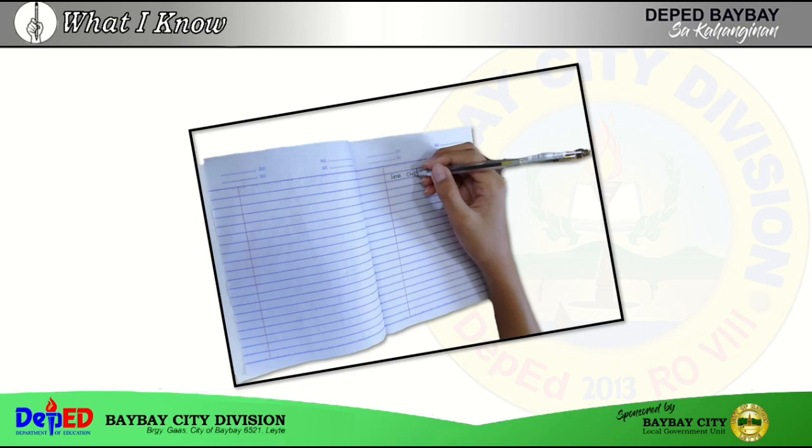This time, get ready with your ballpen and your answer sheets. Let us first check what you already know about the lesson for today. Now, turn to the What I Know part of your module. Read each item carefully. Write only the letter of the correct answer for each question. Use a separate sheet for your answers.